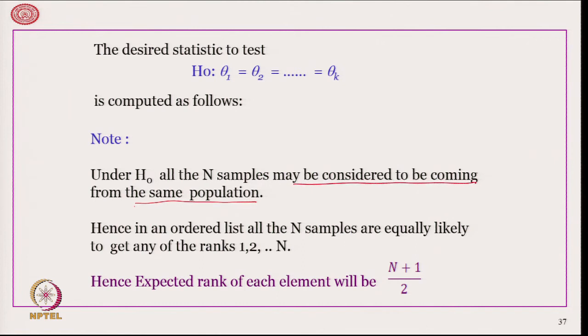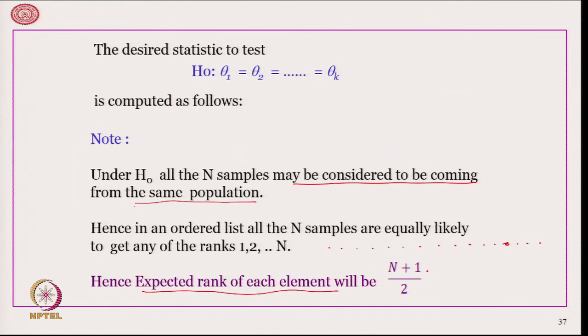Hence, in an ordered list, all the n samples are equally likely to get any of the ranks 1, 2, 3 up to n. That means we are arranging all the capital N many observations in an ordered way. Now, if all the distributions are equal, then any one of them can come from any one of the populations. Hence, the expected rank of each element is going to be n plus 1 by 2.